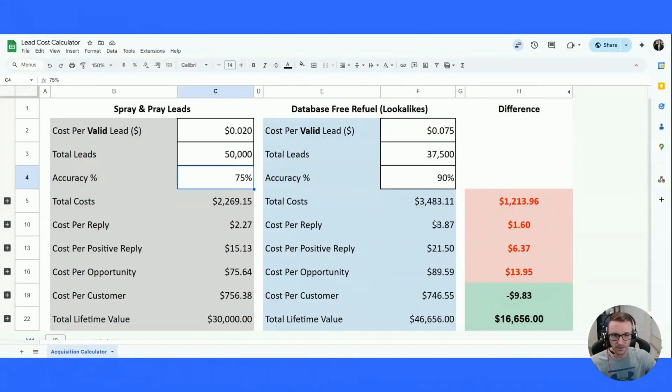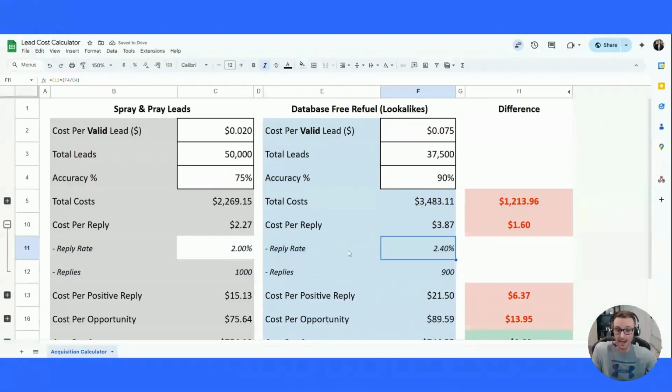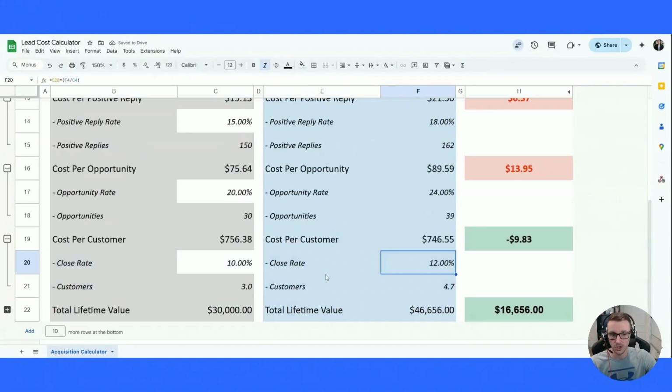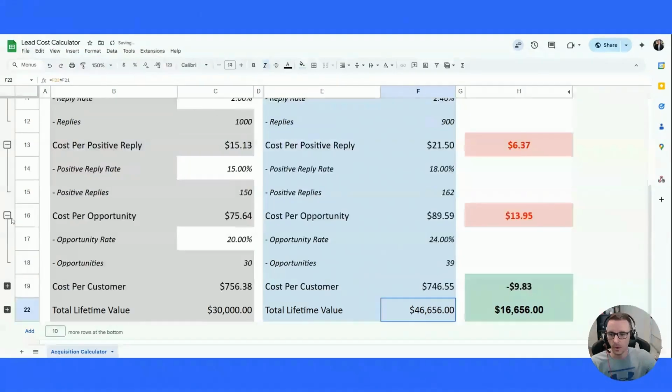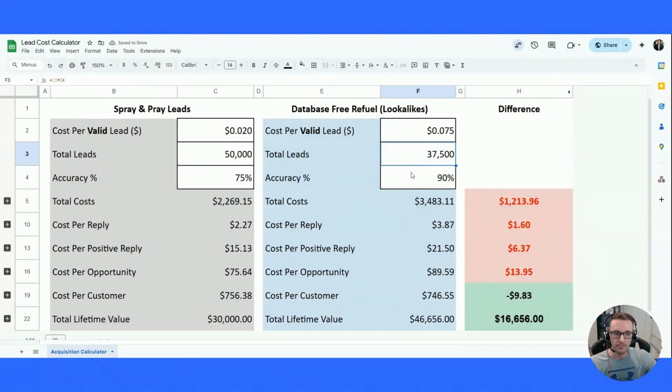So we're going to see a lift in reply rates still, right? We're going to see a slight lift. It's not a crazy lift, but it's a lift. By the time you factor that in on your positive replies, your opportunities, your customers, your closing rates, the closer to your ideal customer profile that you can get in your outreach here, the more your funnel metrics are going to improve at every stage of your funnel. Okay, so that's just some math here.